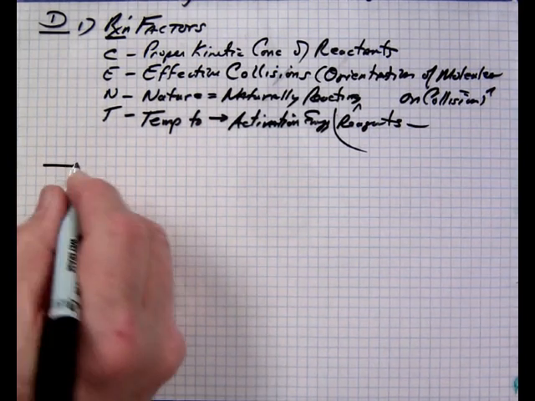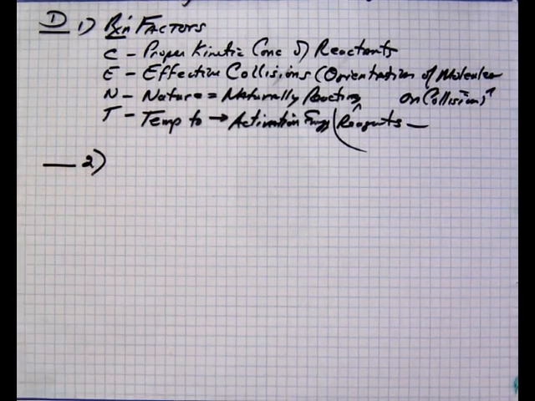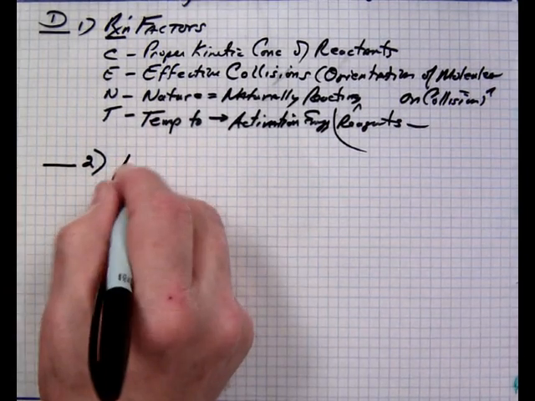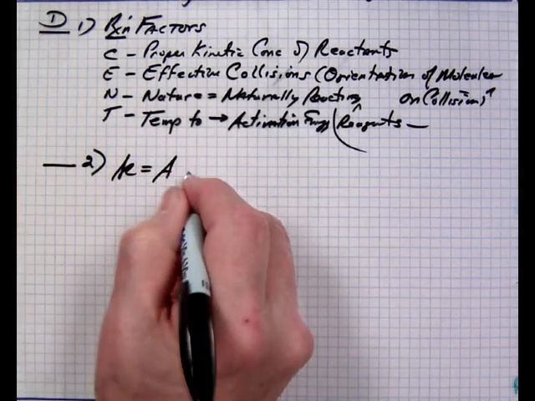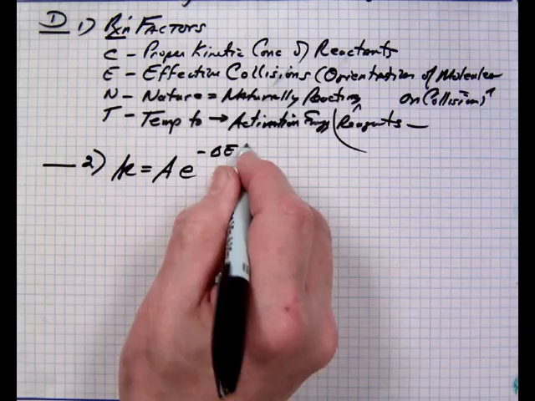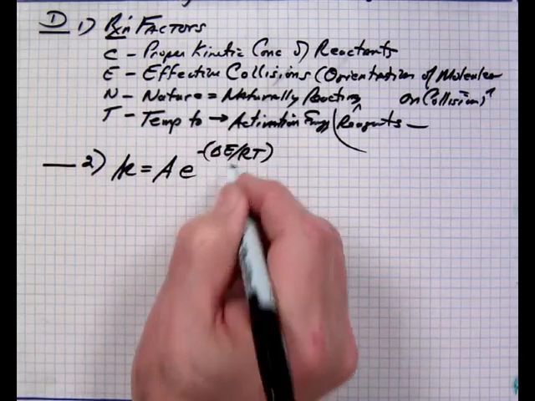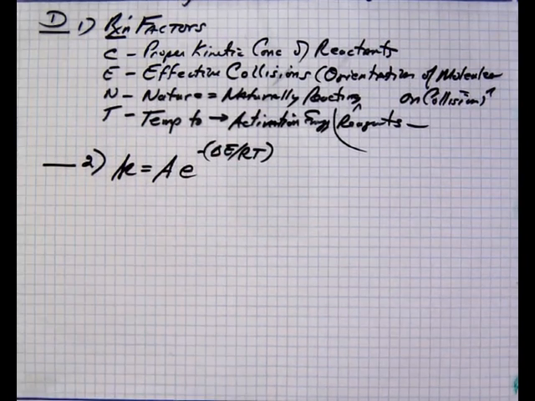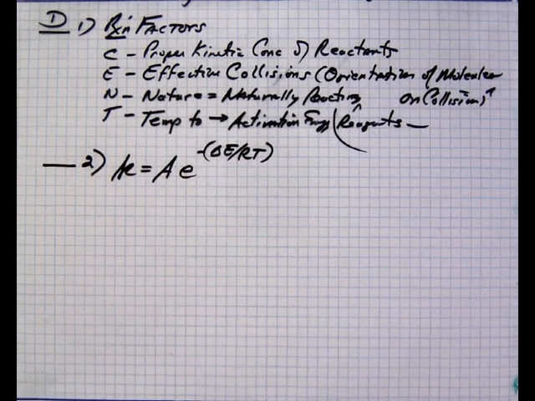Okay, number 2. Okay, the basic Arrhenius equation is given here. K equals A e to the minus delta E over RT. Now this is just kind of an interpretive question. As the activation energy increases, basically is what they're asking you, how does it affect the rate constant?